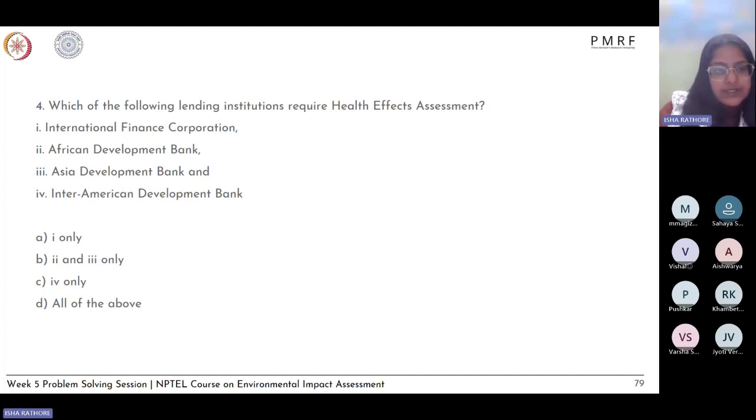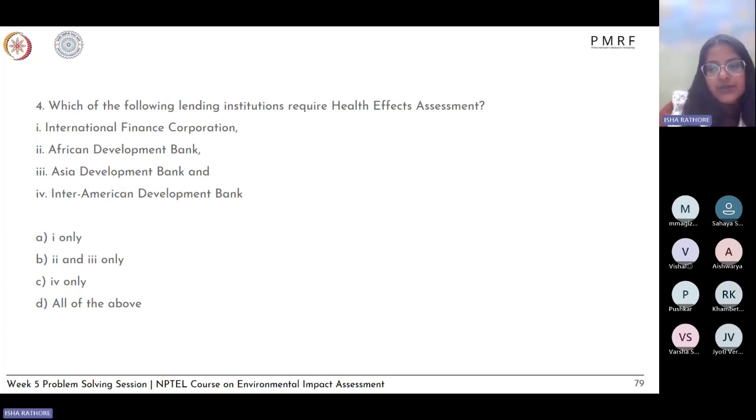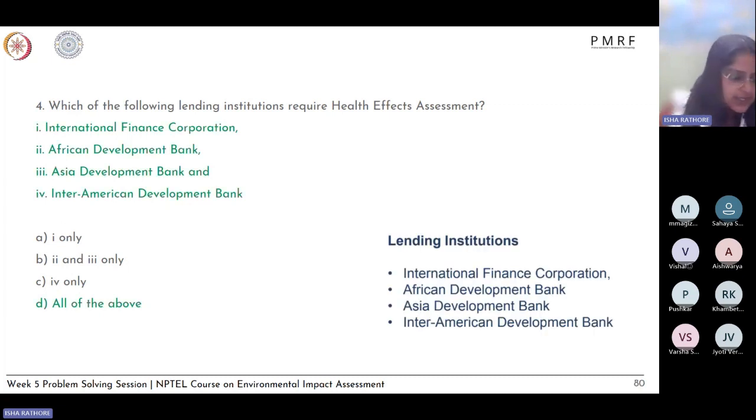Okay, we have one answer D. So for getting funding from these institutions, you need to do an HIA. So these institutions are D, all of the above. So all of these institutions require that a health impact assessment is being done for the proposed project for which they are seeking the funding or taking financial resources from them. So all of the four require a health impact assessment. So D is the correct answer.